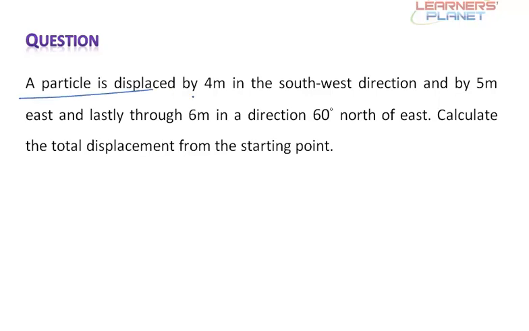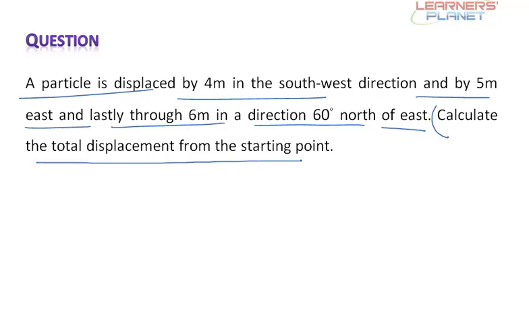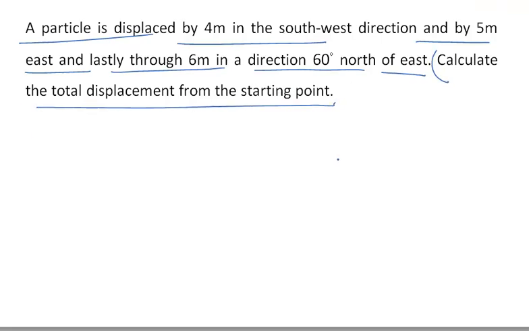A particle is displaced by 4 meters in the southwest direction and by 5 meters in the east, and then lastly through 6 meters in the direction which is 60 degrees north of east. Calculate the total displacement from the starting point. Now here you have got 3 displacements.